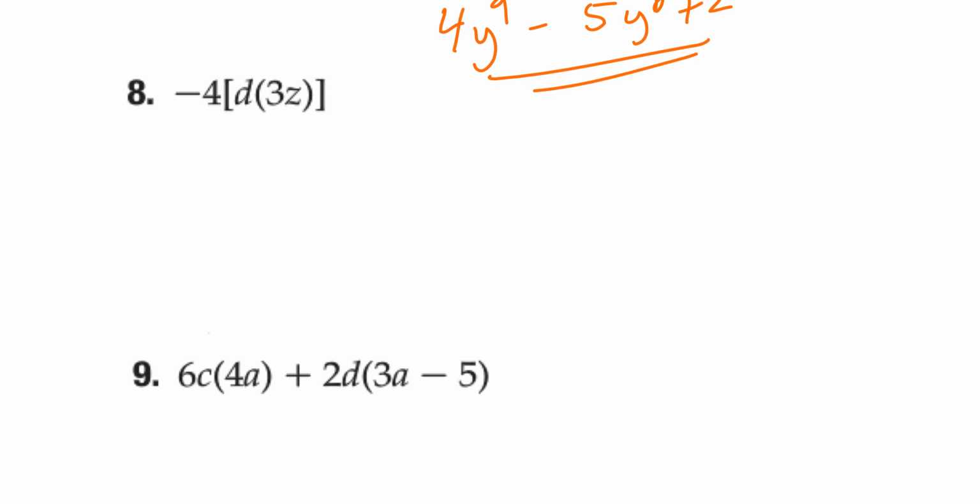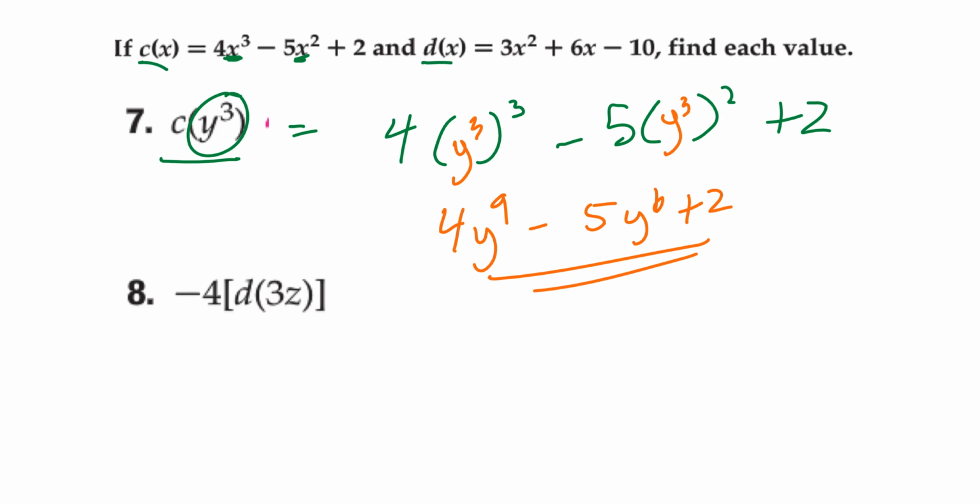Similar idea. Actually, let me scroll up when I need my function. So similar idea. Now notice there's two parts to this. Let's deal with this part first. D of 3z. So same idea. D is 3 something squared plus 6 times something minus 10. That's what D is. We're gonna plug 3z in for all the x's, all the spaces. 3z.